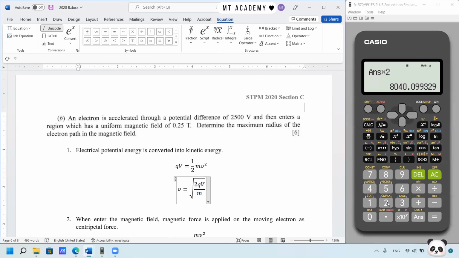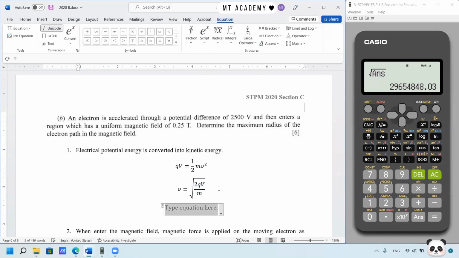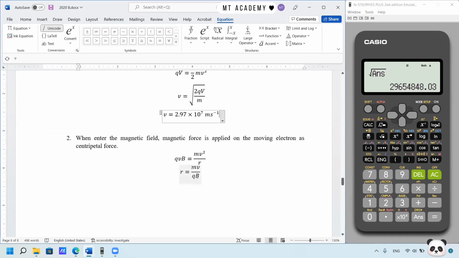So it is equal to 2 multiplied by the charge of the electron, multiplied by the voltage 2500, divided by the mass of the electron. And then we square root the answer. You will obtain 2.97 times 10 to the power of 7 meters per second. And then we are going to key in the value in the second equation. Then you can obtain the value of the radius.